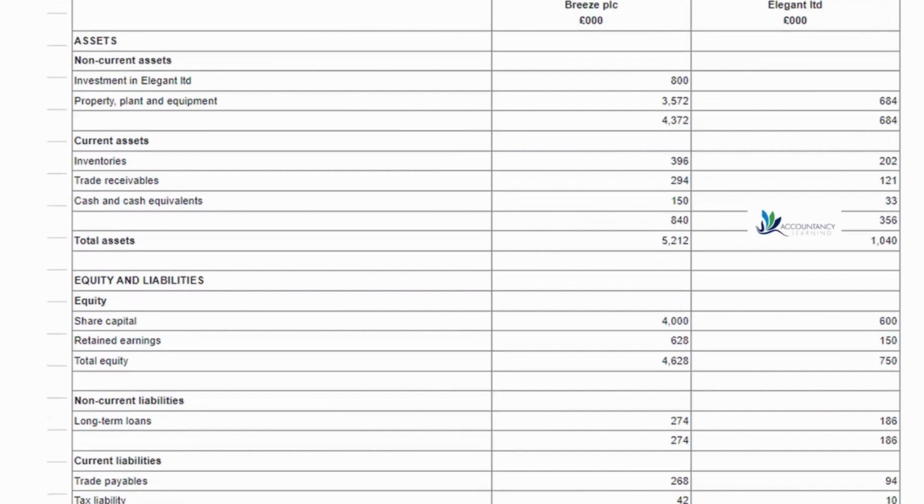Okay, so let's start putting the numbers from the balance sheets into our answer. We can see there in assets, we've got our non-current asset, the investment in Elegant. Before we start looking at where to put these numbers, remember, we're preparing a set of group accounts. We've got Breeze, the parent company, and Elegant, the subsidiary, and what we're interested in are any transactions between the group and any third parties. Whereas anything that's going on inside the group is internal, and we don't want to include those.